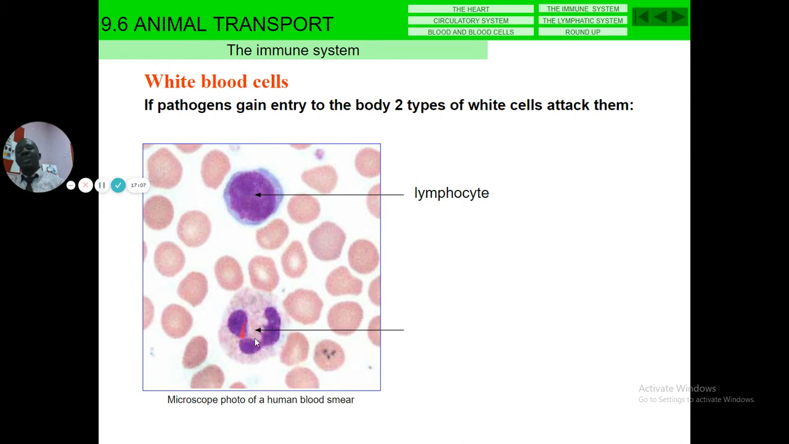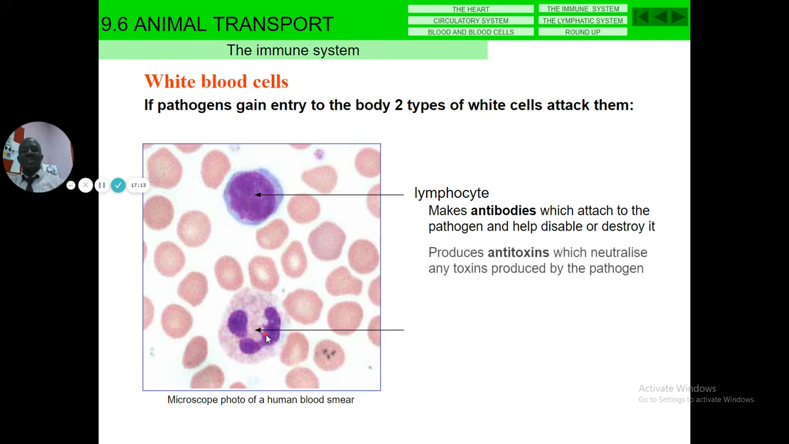Then the ones which have a lobed nucleus are referred to as the phagocytes. The phagocytes are responsible for phagocytosis, that is, they attack the pathogen, engulf it, and feed on it. Going back to the lymphocytes, they are like stem cells, so they are undifferentiated cells which can differentiate into two types of cells. One type of cell from lymphocytes will grow from bone marrow, and the other type will grow from the thymus gland.